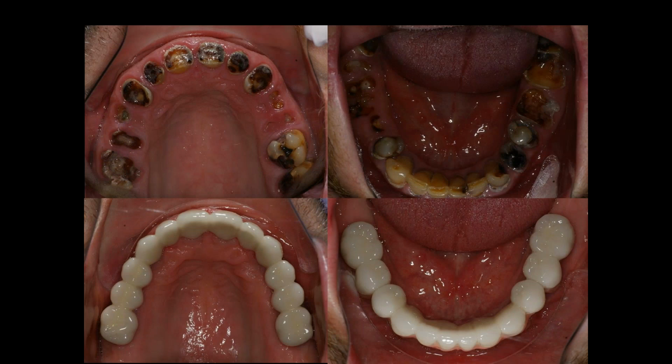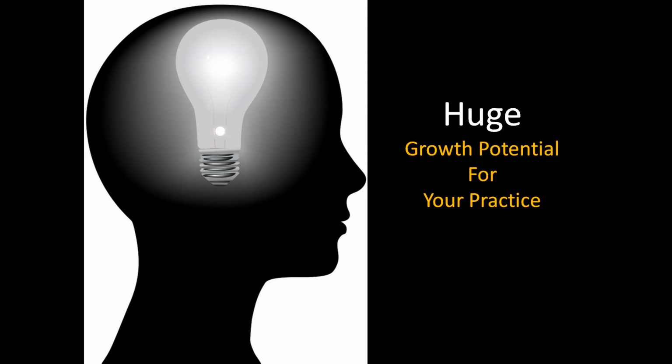So this evening, my goal is to explain to you and show you step by step how we present to these patients, how we prepare for the surgical portion, and how we deliver the prosthetics in these cases. In other words, there's a huge potential for your practice to grow. Our goal this evening is to illustrate some of the steps that are involved to be able to implement this in your practice.